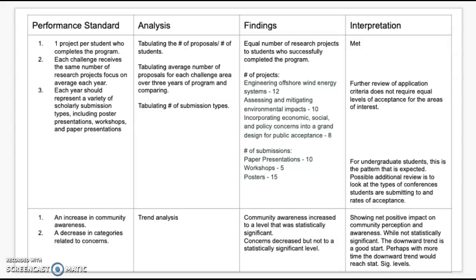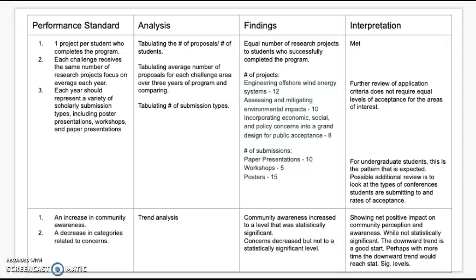Our final set of performance standards are looking at community impact by reviewing the findings of an annual community survey distributed to members of the community. The standard is to see an increase in awareness and a decrease in concerns.